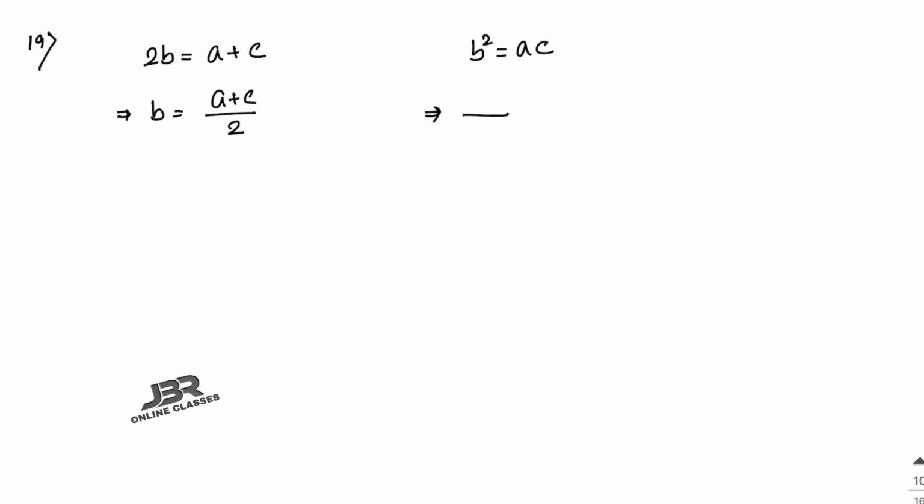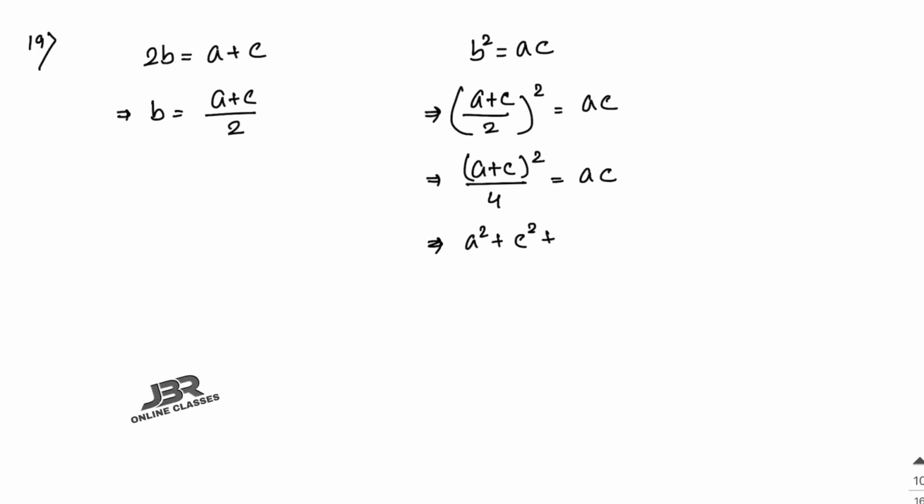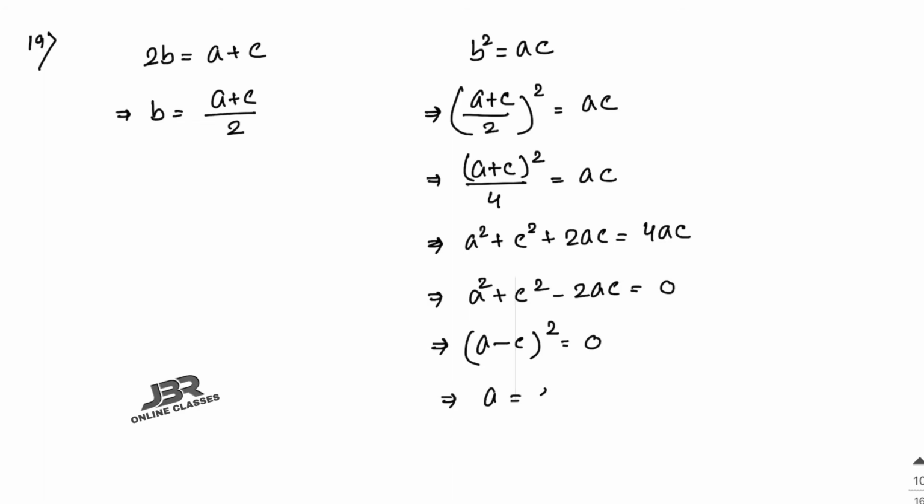Now put the value here. So ((A plus C) by 2) whole square equals AC. So (A plus C) whole square by 4 equals AC. And A square plus C square plus 2AC equals 4AC. So A square plus C square minus 2AC equals 0. So (A minus C) whole square equals 0, and from that you can write A equals C.